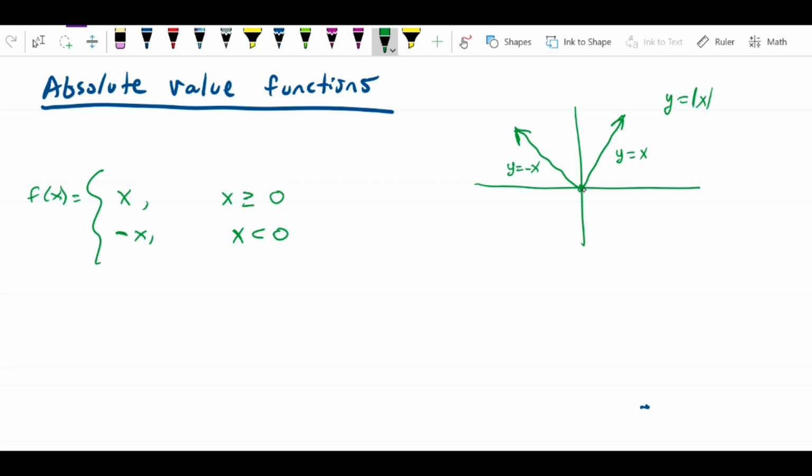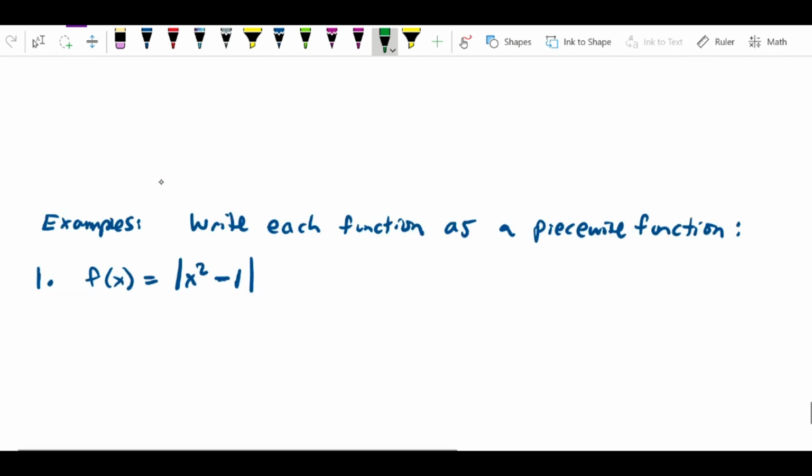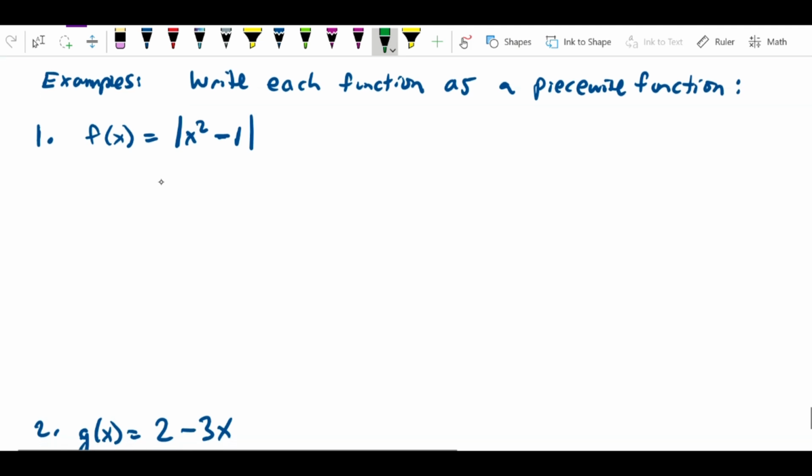So we can use this fact to, first of all, let me just change this a bit. We'll say that the absolute value of x is actually equal to this piecewise function. So we can use this principle to rewrite more or less any absolute value expression as a piecewise function. I've put up two examples here. Let's write each of these functions as a piecewise function. So first of all, f of x equals the absolute value of x squared minus 1.